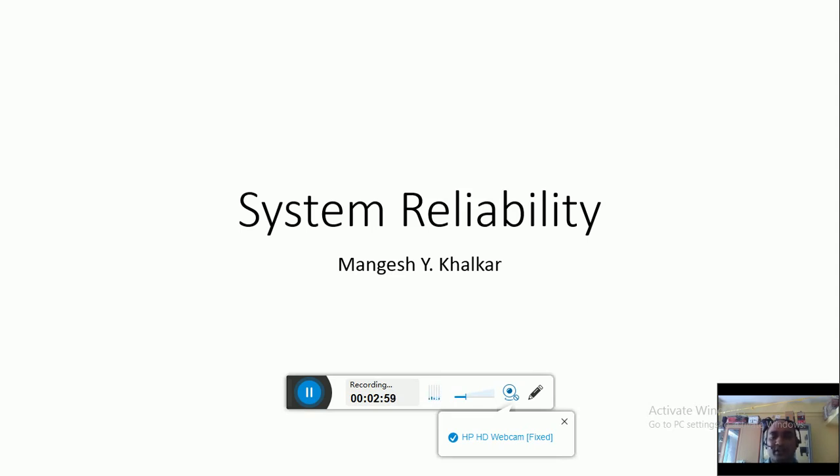So that way we have to analyze the system reliability. First of all, we have to find out whether the components are in series or parallel. If those are in series, how to find out reliability? If those are parallel, how to find out the reliability? If there is a mixed configuration, series as well as parallel components, then how to find out the reliability? We are going to discuss those examples also in the video lecture.